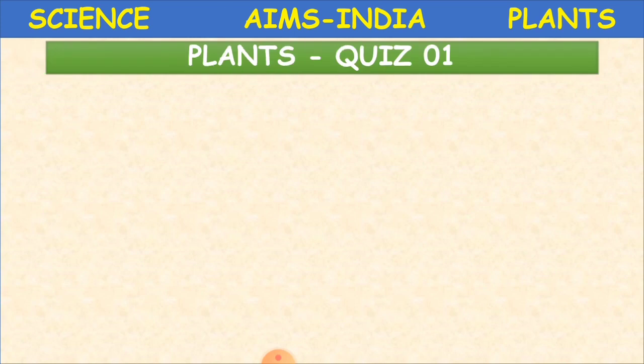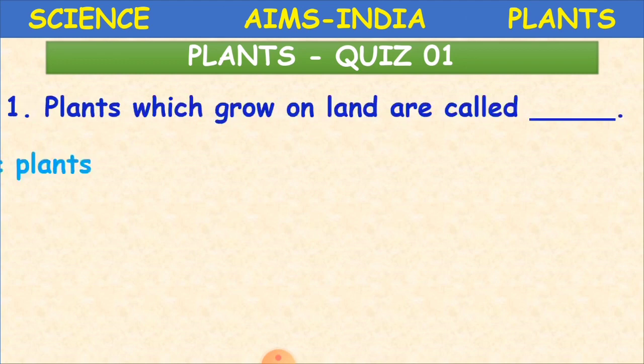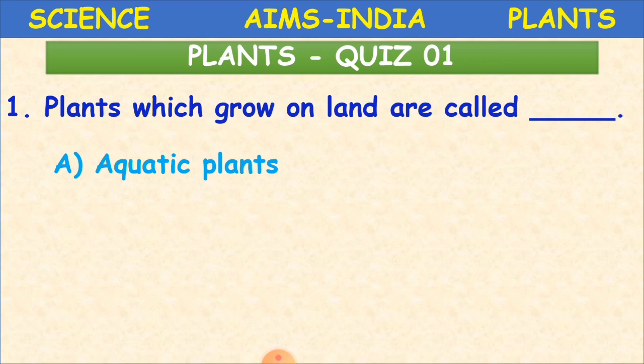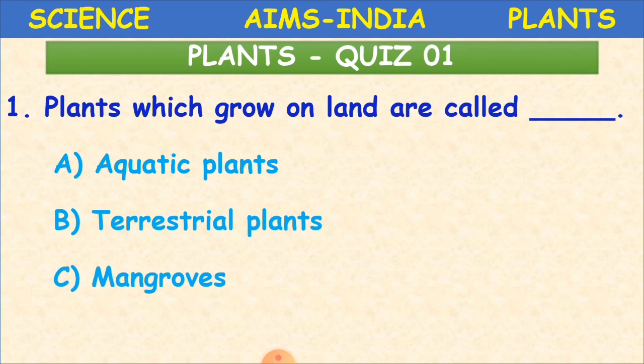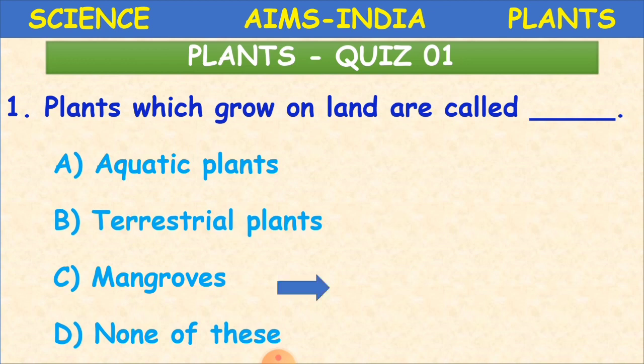Now as we have learned some things, we'll revise whatever we have learned in the form of question and answer. Ready, children? We'll do a revision part here. Plants which grow on land are called what? Option A is aquatic plants, B is terrestrial plants, C is mangroves, D none of these. Land, in the sense, what meaning do we get? Terrestrial. So the answer is terrestrial plants. Got it, children? We'll go to the second question here.